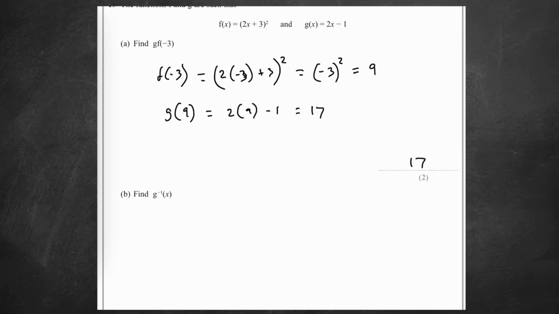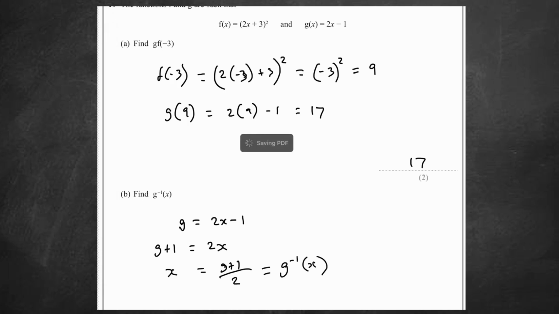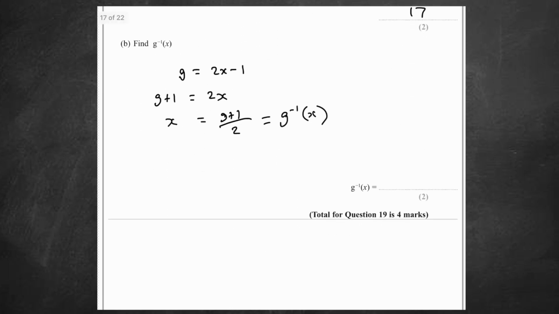And part B, find g to the minus 1 of x. So all that's going to be is, let's say g equals 2x minus 1. Add 1 to both sides. g plus 1 equals 2x. Divide by 2. x equals g plus 1 over 2. And that will be g to the minus 1 of x. You just rearrange it to make x the subject.